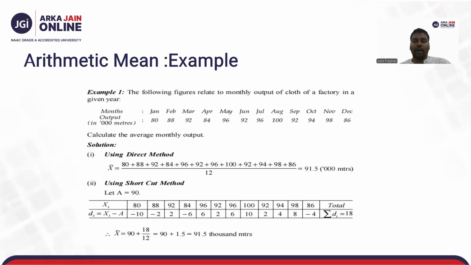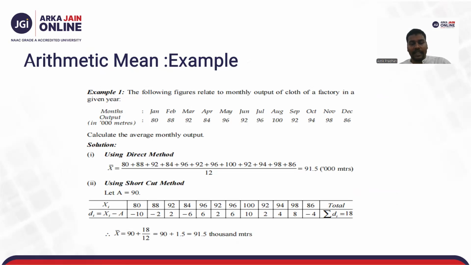We will have to add all the 12 values starting from 82 up to the last value, for December, which is 86. So we add the values one by one from 82 to 86, and the overall total will be divided by the number of values present in the data set, which is 12. So finally we get 91.5 as the mean value. This is the direct method, where all the values are simply added and divided by the total number of values.